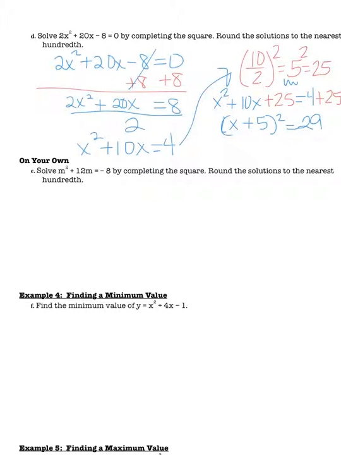So now I need to get the x alone, and in order to do that, I first have to take the square root of both sides. So for this one, the square root cancels the square, and I get x plus 5 equals, and since this side had a square, we actually have to take plus or minus the square root of 29.